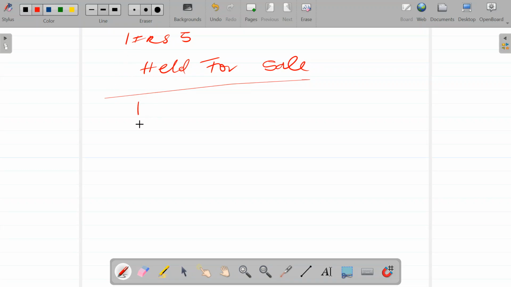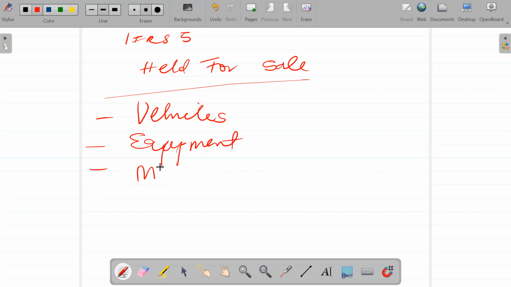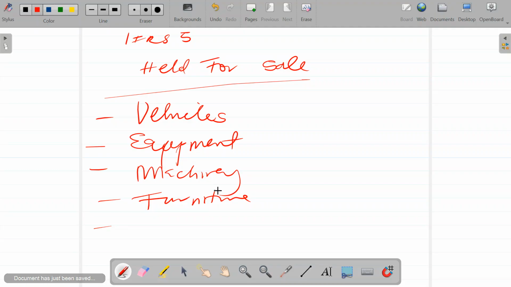The company can have assets such as vehicles, equipment, machinery, furniture, and so on and so forth. Okay, these are non-current assets.